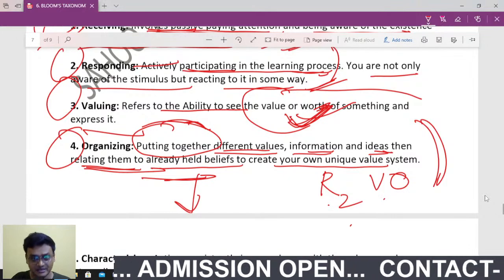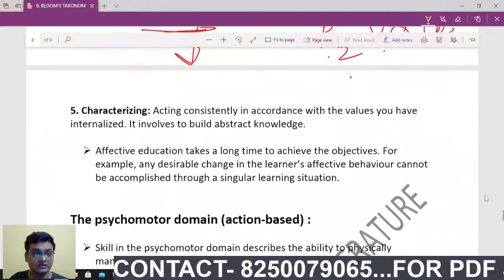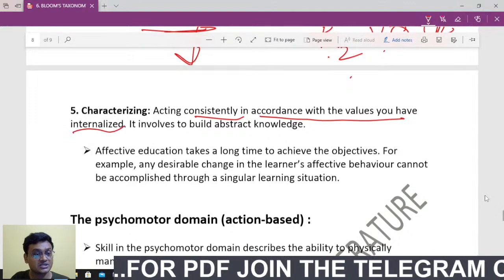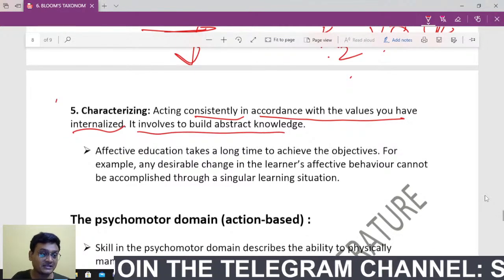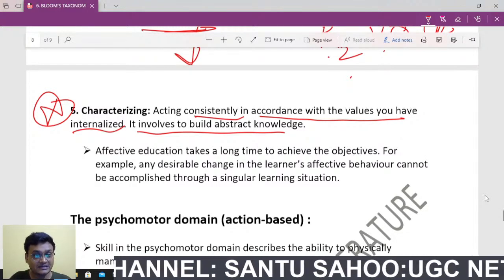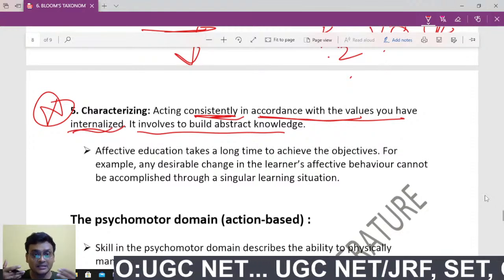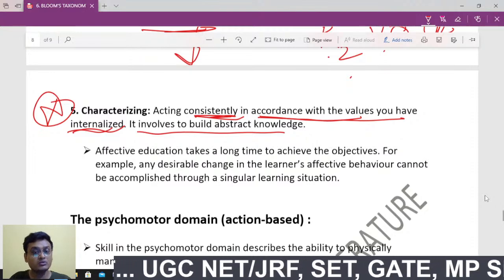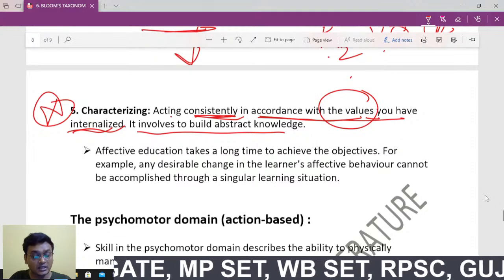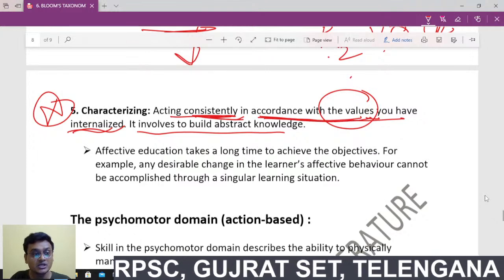Then you have here organizing, and the last one is here characterization. Now what is characterization? Acting consistently in accordance with the values you have internalized. It involves to build abstract knowledge. Characterization क्या है? जो तुमको अंदर में internalize कर ले, तुम्हारे अंदर घुस गया. ठीक है. यानी जो values को अपने अंदर तुम समझ कर लिए, you have internalized the value. Okay, and as part of that values, you are acting. So acting consistently in accordance with the values you have internalized.